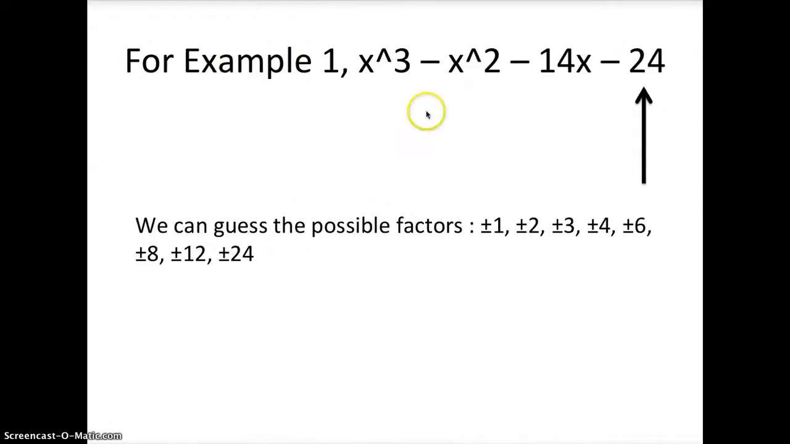For example 1, we can guess the possible factors from the last constant, which is positive or negative 1, positive or negative 2. We find them by 1 multiplied by 24 gives 24, 2 multiplied by 12 gives 24, 3 multiplied by 8 gives 24, and 4 multiplied by 6 gives 24.